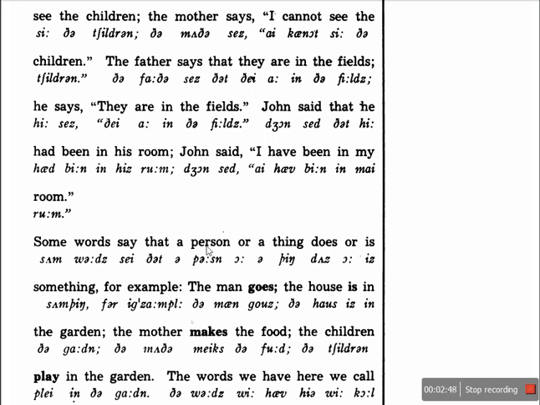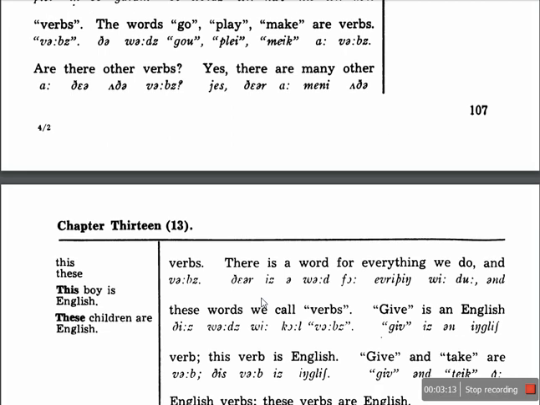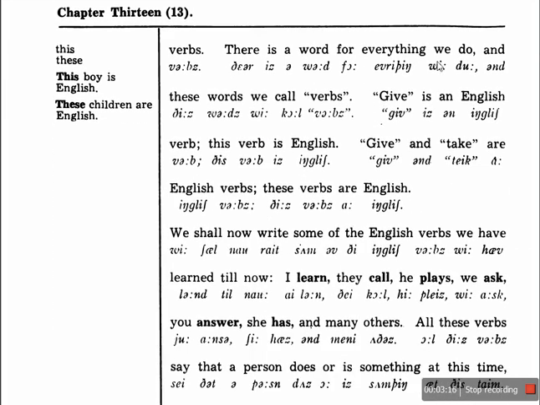Some words say that a person or a thing does or is something. For example, the man goes, the house is in the garden, the mother makes the food, the children play in the garden. The words we have here we call verbs. The words go, play, make are verbs. Are there other verbs? Yes, there are many other verbs. There is a word for everything we do. And these words we call verbs.